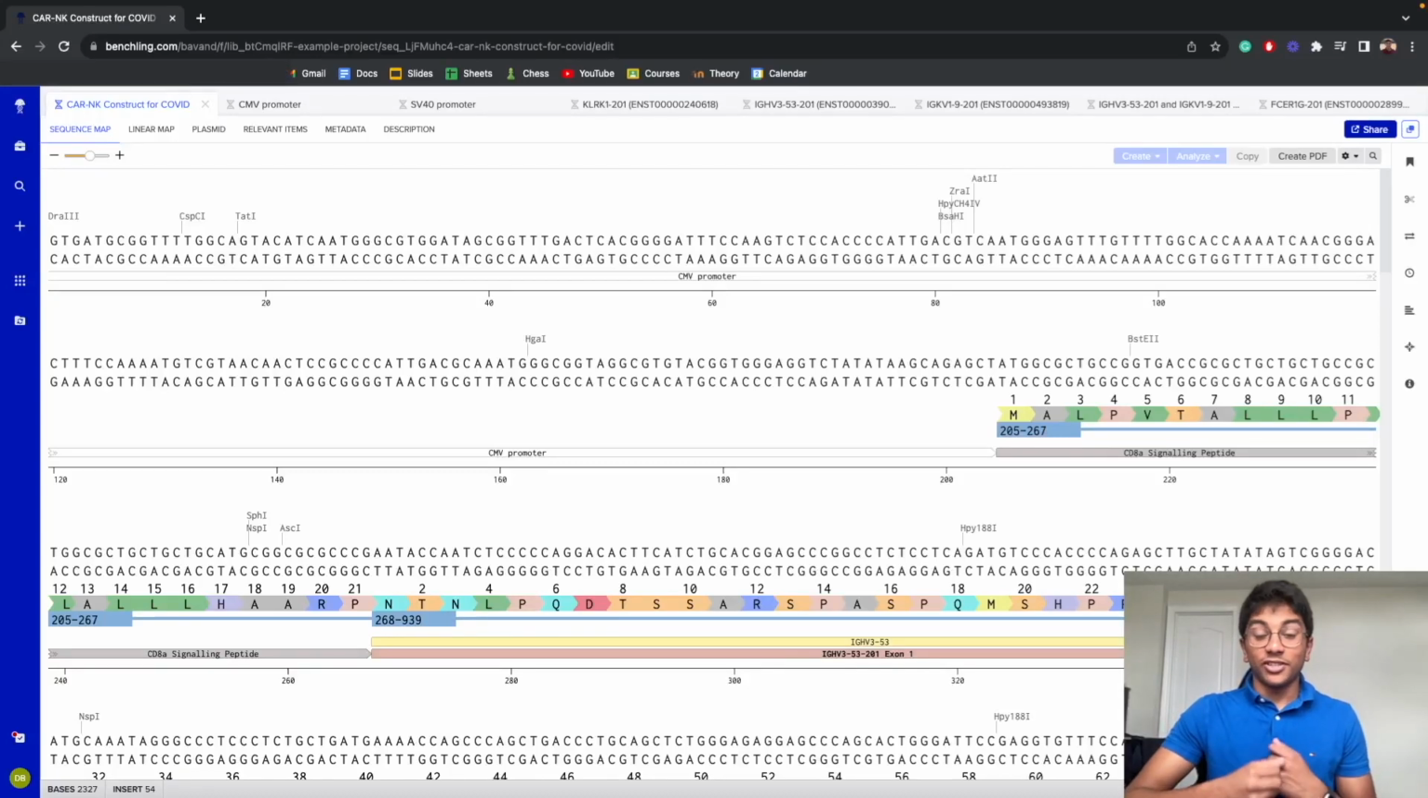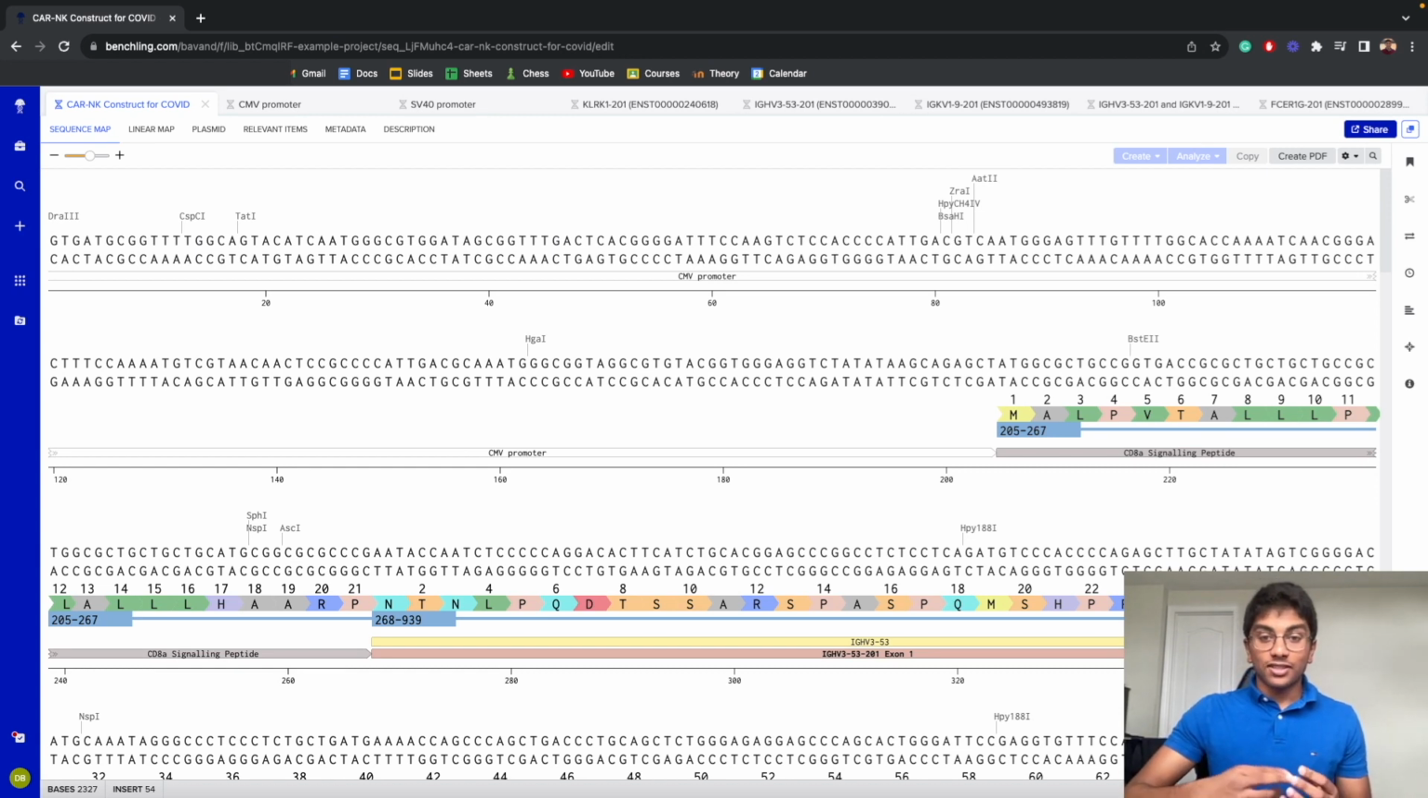Hello everyone, I'm Divyan and I'm going to be explaining to you guys how I built a special cell that can kill COVID-19. This special cell is called a CAR-NK cell. CAR stands for chimeric antigen receptor and NK stands for natural killer. This chimeric antigen receptor natural killer cell is able to kill COVID-19 because it has a specialized receptor that has been genetically engineered to fight off COVID-19.